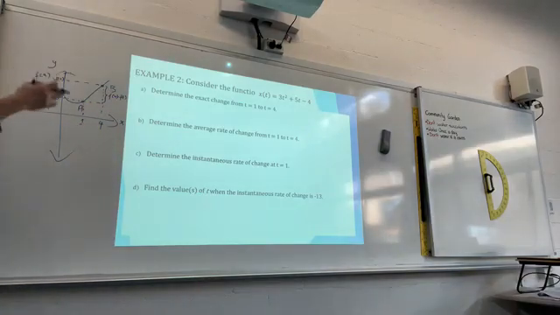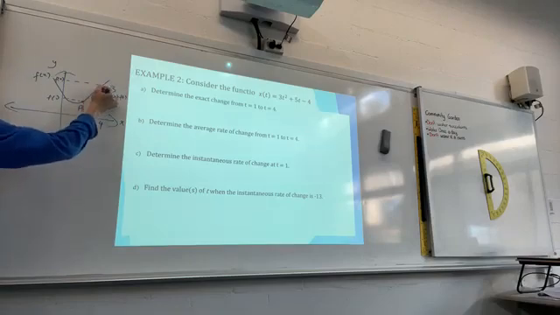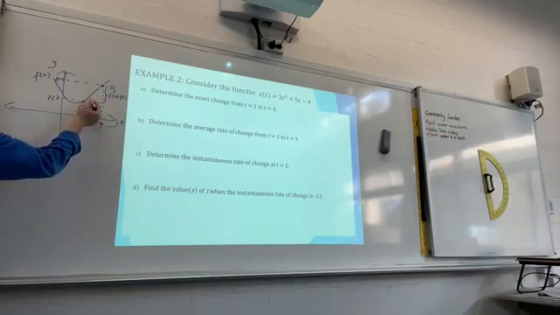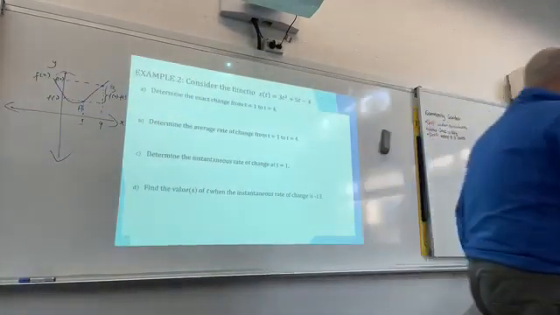The average rate of change is the gradient between A and B, and the instantaneous rate of change at A is just the tangent line. All right, let's answer this question.